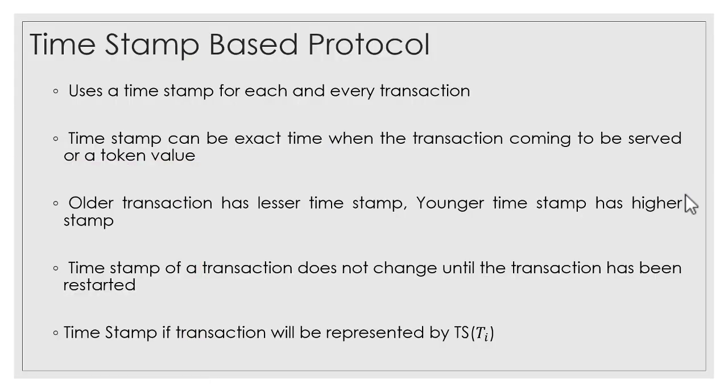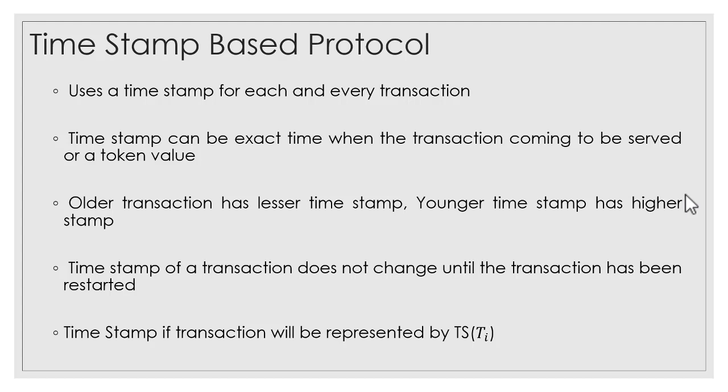So in a timestamp based protocol, basically there are two types of timestamps. The first one is used for each and every transaction. So each and every transaction has its own timestamp. A timestamp can be a unique token value or the time when the transaction is coming to the processor. As I have told you, the timestamp can be the exact time when the transaction is coming to be served or a token value, and the value should be unique. So each and every transaction should have a unique value for a timestamp.